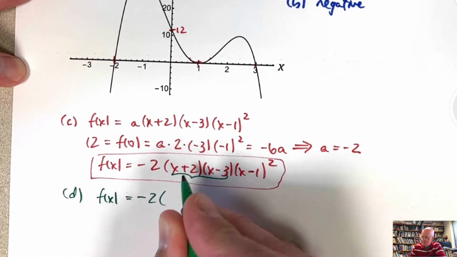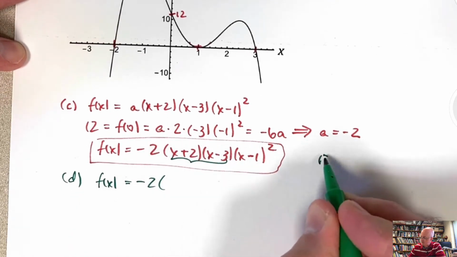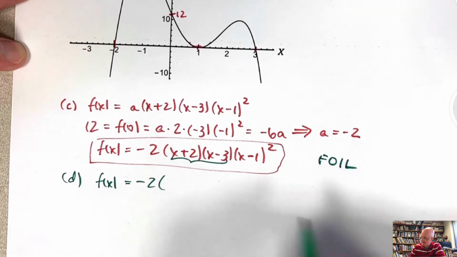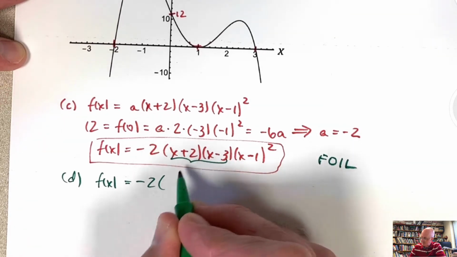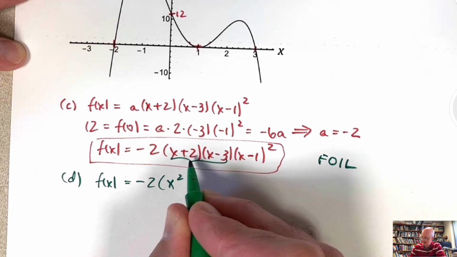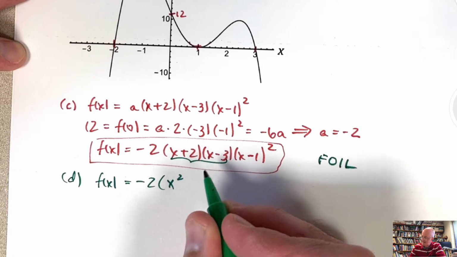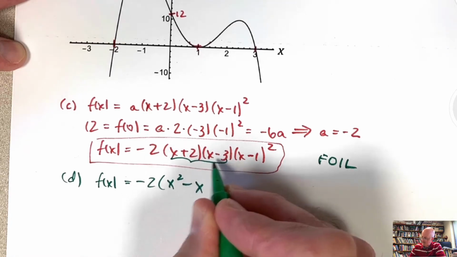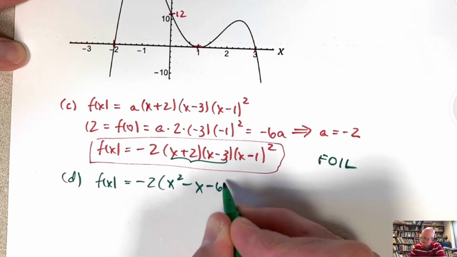If I FOIL this, right, FOIL: first times first, outside times outside, inside times inside, and last times last. First times first is x squared. Outside times outside is -3x. Inside times inside is +2x. -3x plus 2x is -x. Last times last is 2 times -3 is -6.